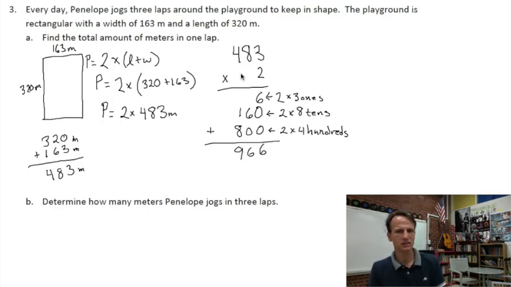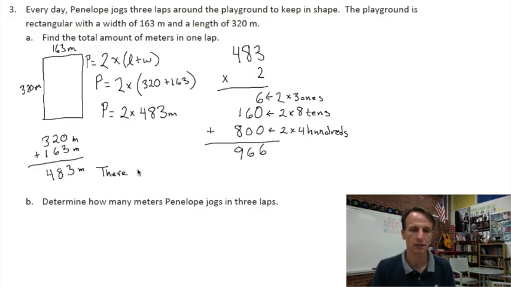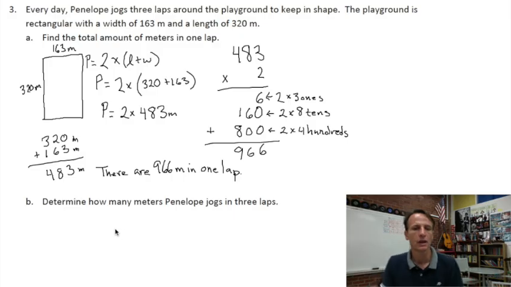Does that answer make sense? 483, well, let's round it off to 500, times 2 would be 1,000. This rounds off to 1,000 as well. And so we can say there are, oh yeah, don't forget your statement. If I did all that, I'd still be missing the statement. There are 966 meters in one lap. Nice job, Penelope.